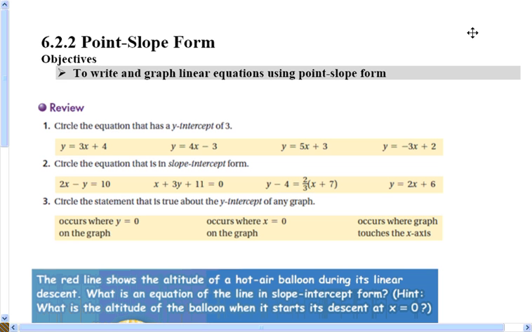What you're going to do is learn how to write and graph linear equations using a different form of a line called the point slope form of a line. In a lot of situations, it's a lot easier to graph it this way as long as you know the formula for point slope. Go ahead and quickly do this review. It's reviewing the slope-intercept form.